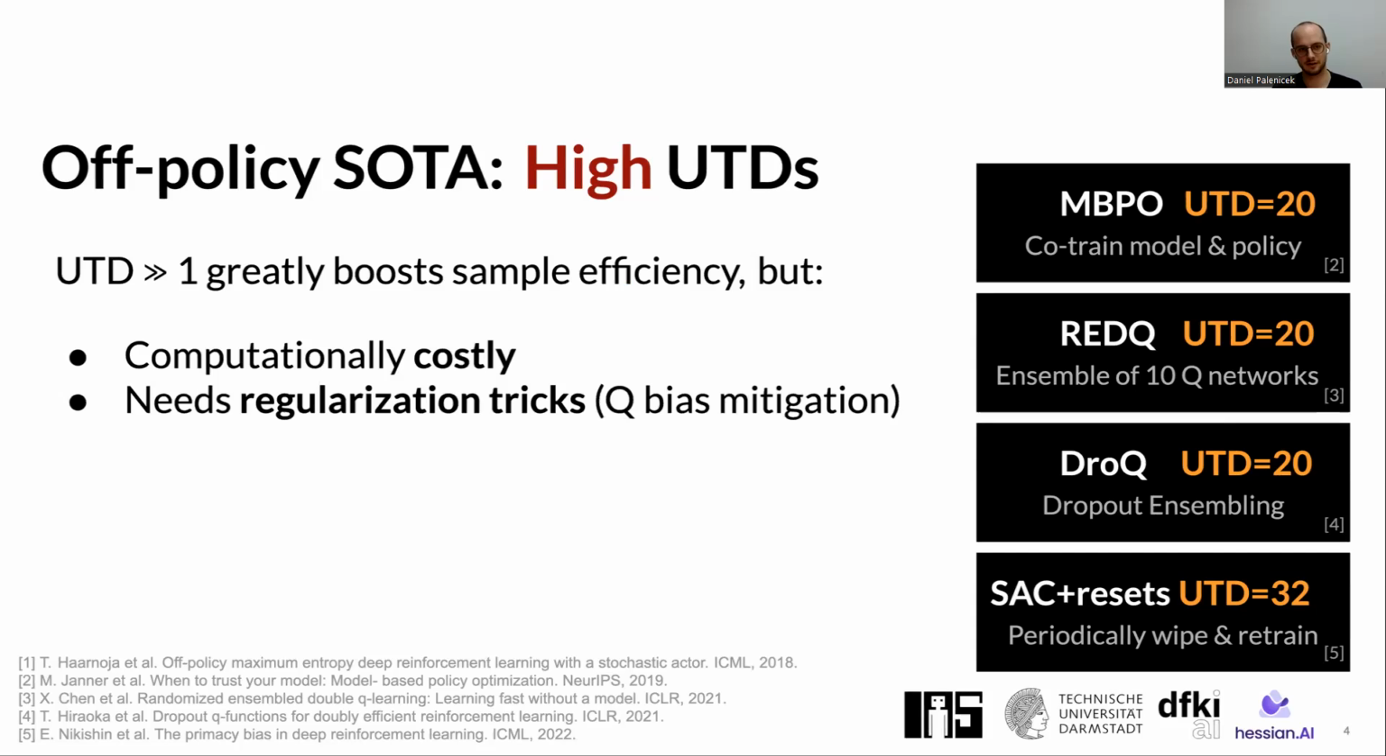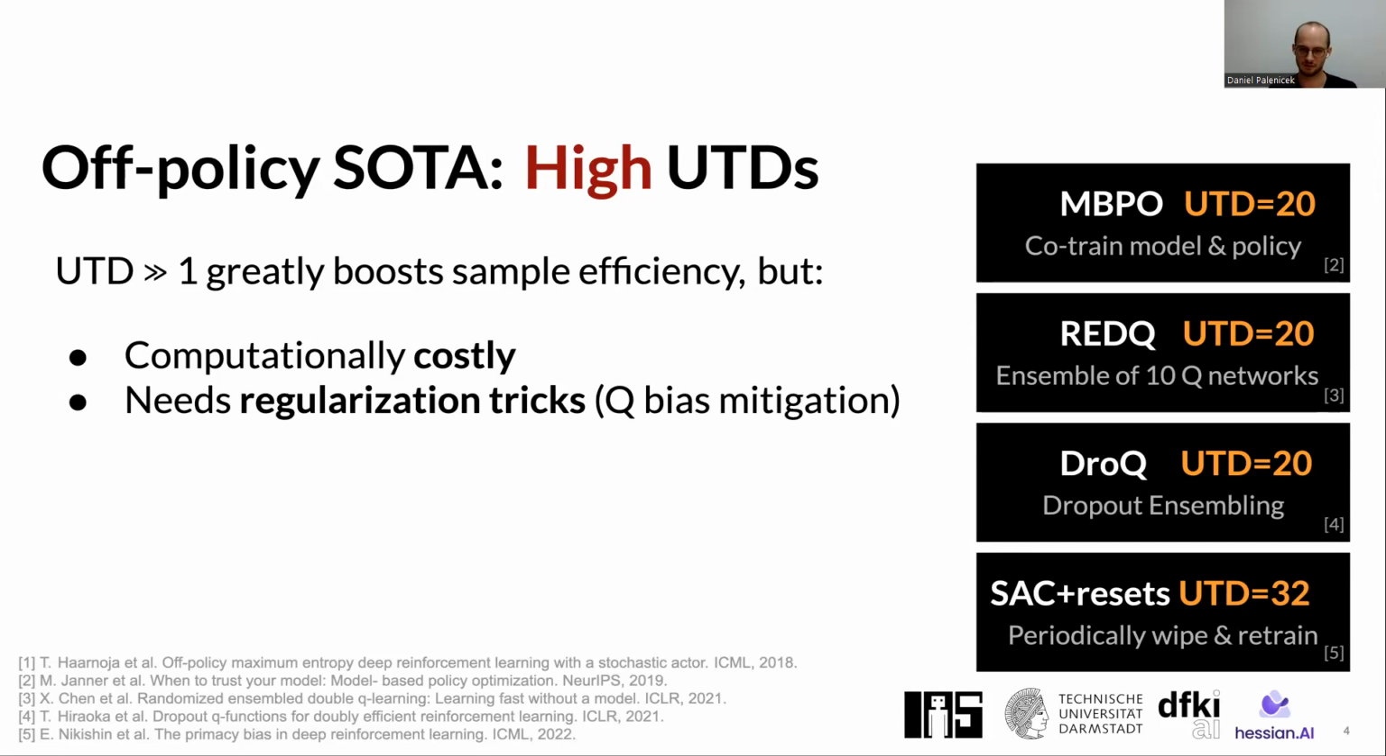Arguably, high UTDs are great in the sense that they boost sample efficiency, but they definitely come at the cost of very high computational cost. And they usually add the problem of more algorithmic complexity. So you need, for example, regularization tricks in the case of RedQ and DroQ.